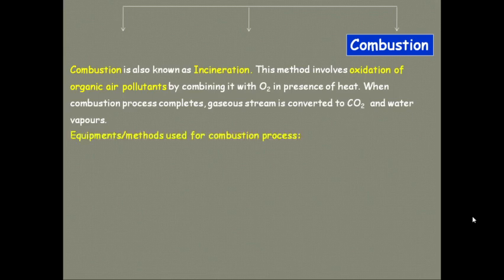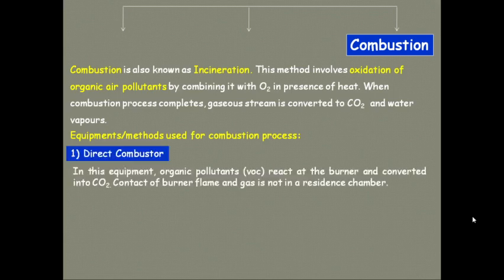The equipment or the methods which are used for these combustion processes are: first, a direct combustor. In this equipment, the organic pollutants, for example, volatile organic compounds, react at the burner and get converted into carbon dioxide. The air is passed through a burning flame, and when air comes in contact with this burning flame, the volatile organic compounds or the organic pollutants get converted into carbon dioxide.